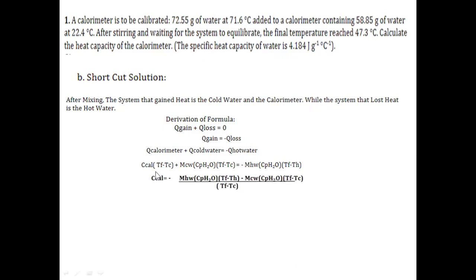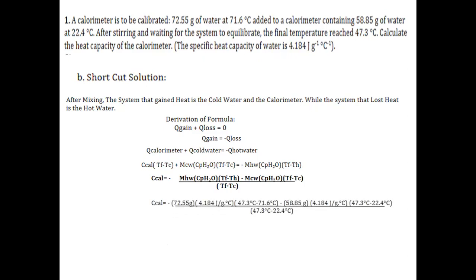Now, if we're going to solve for Ccal, this equation becomes in this form. So how did it become like this? We have to transpose the following quantity, MCW CpH2O (Tf minus Tc), to the other side of the equation. So this becomes negative, and divide both sides of the equation with Tf minus Tc.